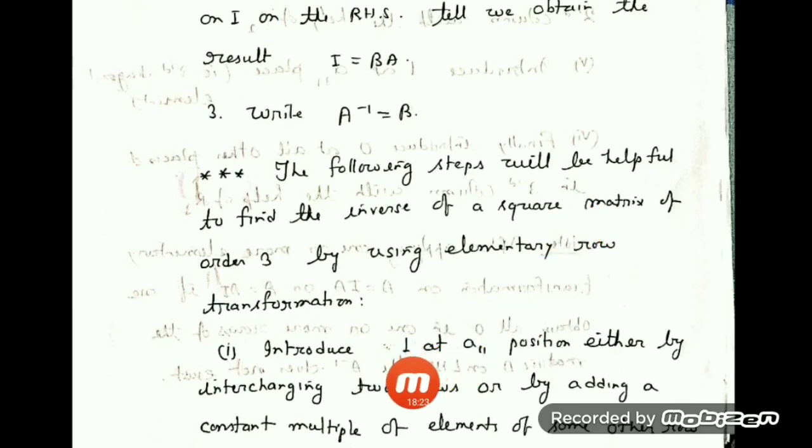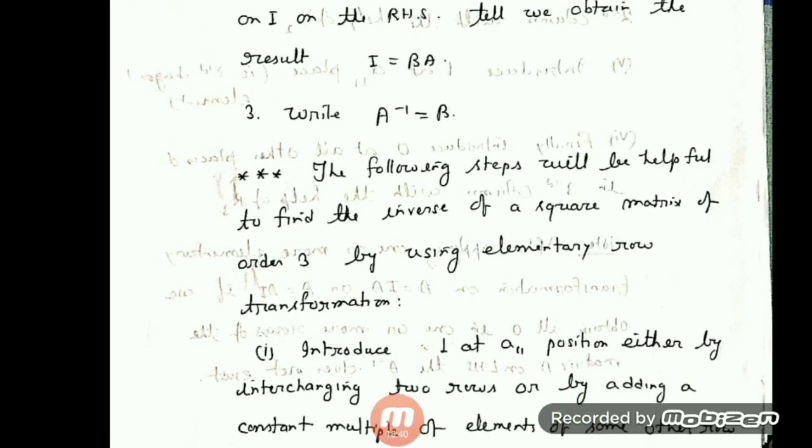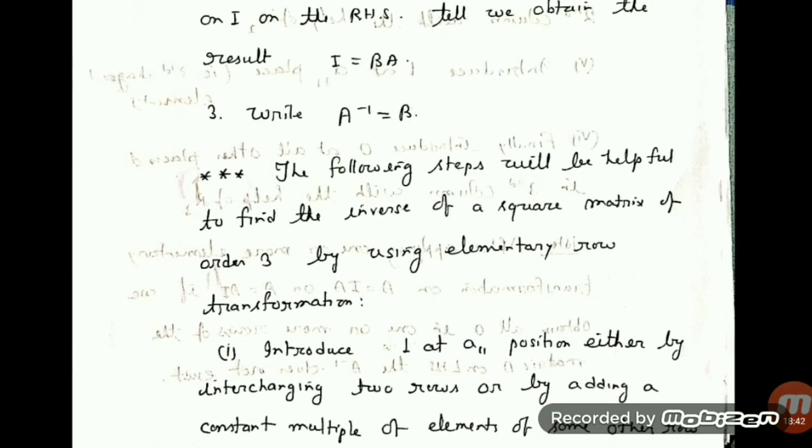You make it 1. And for this purpose, what transformation we have to use? Either interchanging two rows or adding a constant multiple of elements of some other row. That means either you have to use the second transformation or the third transformation. You may use the second transformation also, but we'll try to avoid that, because if the second transformation is used, then sometimes it becomes a fraction.